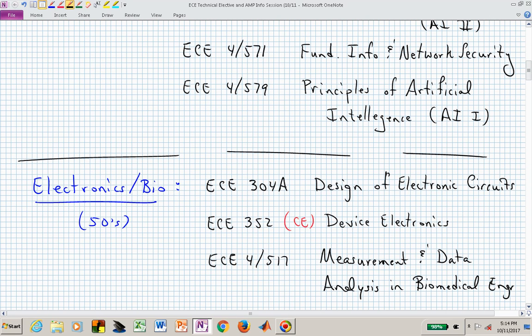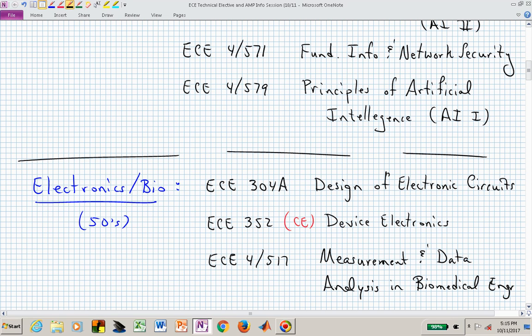In the 50s, in the electronics/biomedical coursework, 304A hasn't been taught for a while, but that's design of electronic circuits. Now you're putting pieces together to make a bigger electronic system. You're now having multi-stage amplifiers. So you're now putting the pieces together that you've created in 351C to make something even bigger.